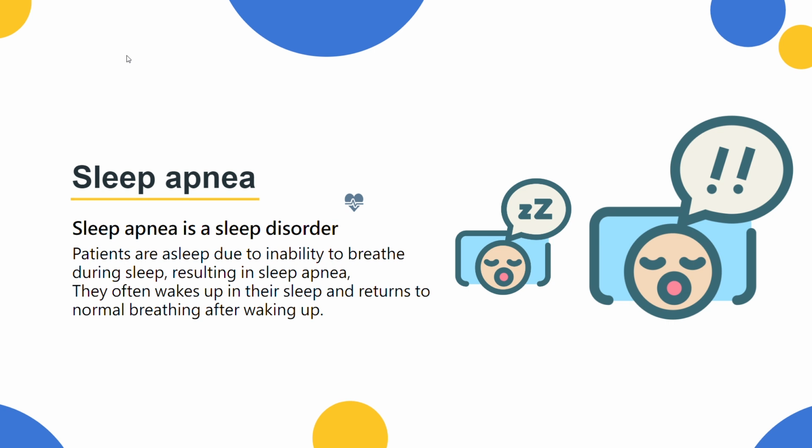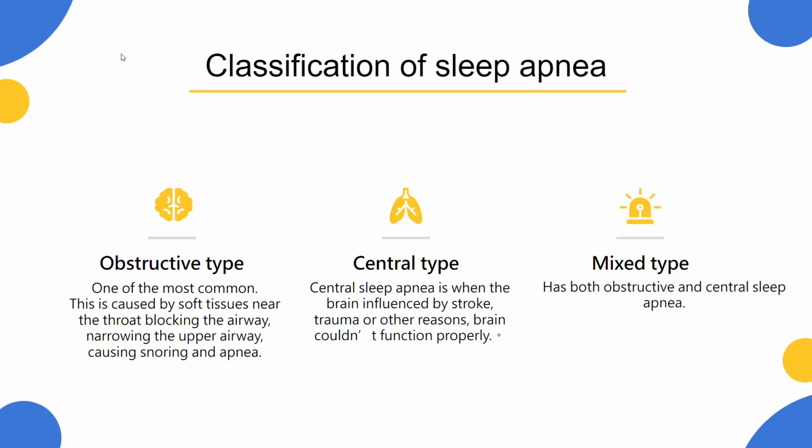The patient couldn't get a decent sleep due to intermittently waking up. It could cause symptoms like decreased concentration and lack of energy and then affect their work or daily life. There are 3 types of sleep apnea: obstructive sleep apnea, central sleep apnea, and mixed sleep apnea.